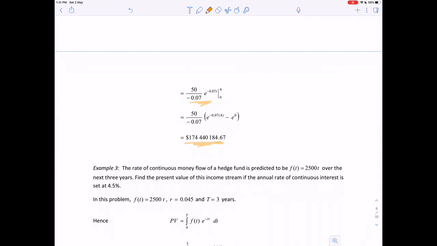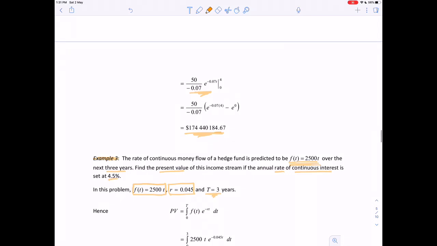So a little bit more of a complicated example. Let's imagine now, so this is example 3, that our function, our rate of income, is no longer constant. So our rate changes over the next 3 years. Find the present value of this income stream if the rate of continuous interest is 4.5%. Putting this all together, f of t is 2,500 times t. r is 0.045 and big T is 3 years.